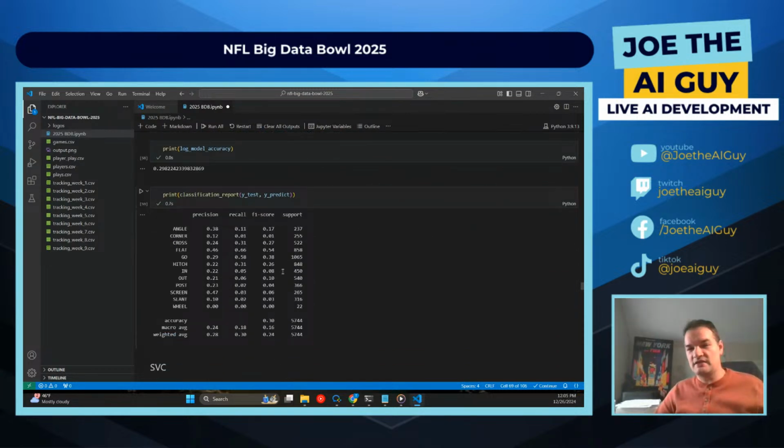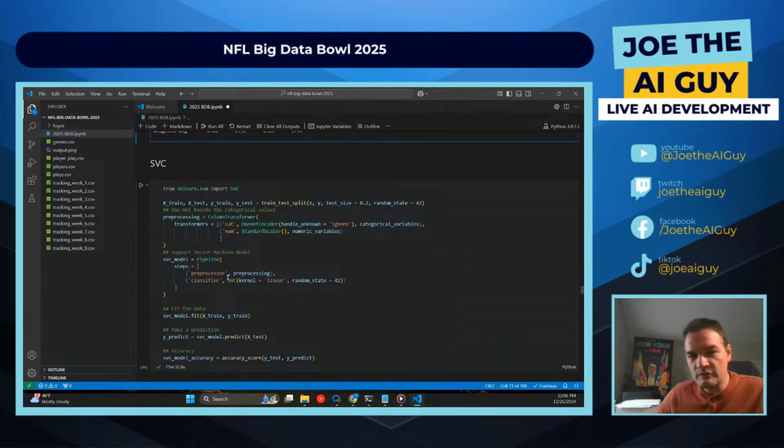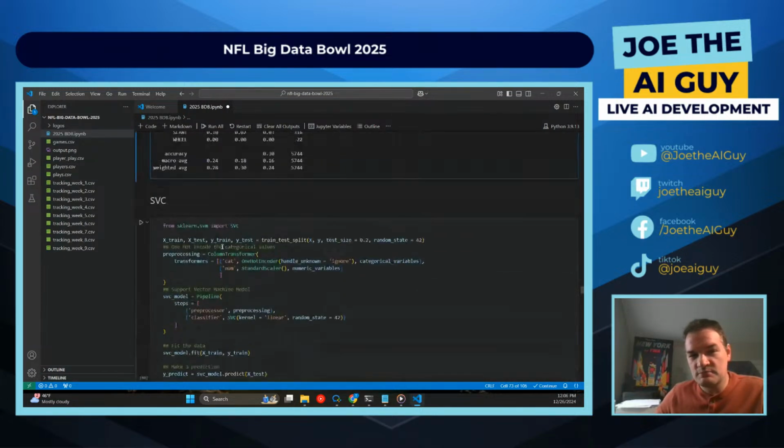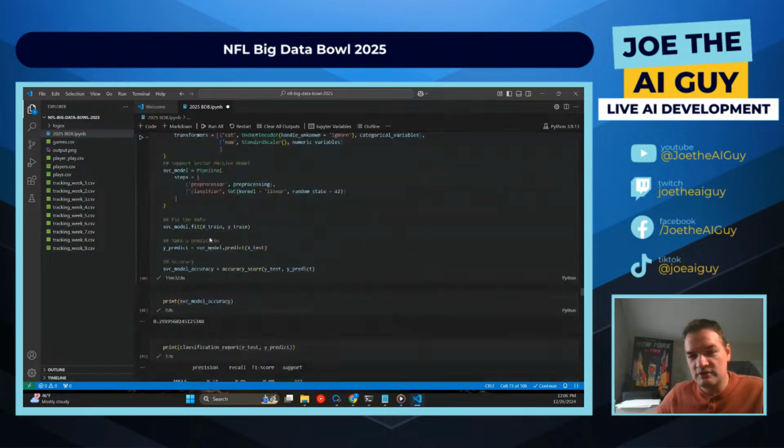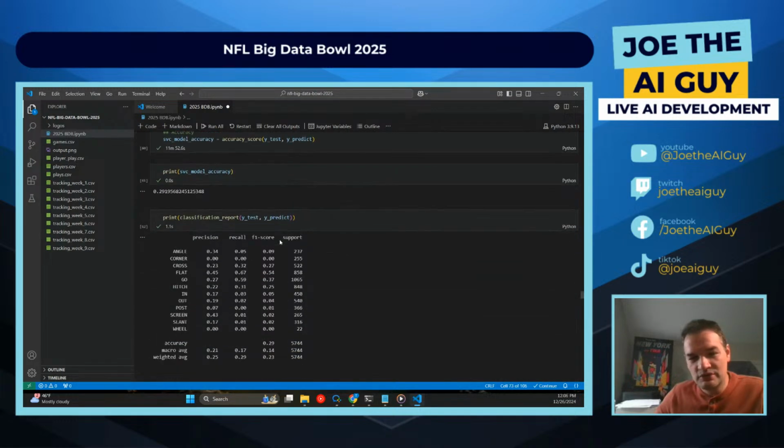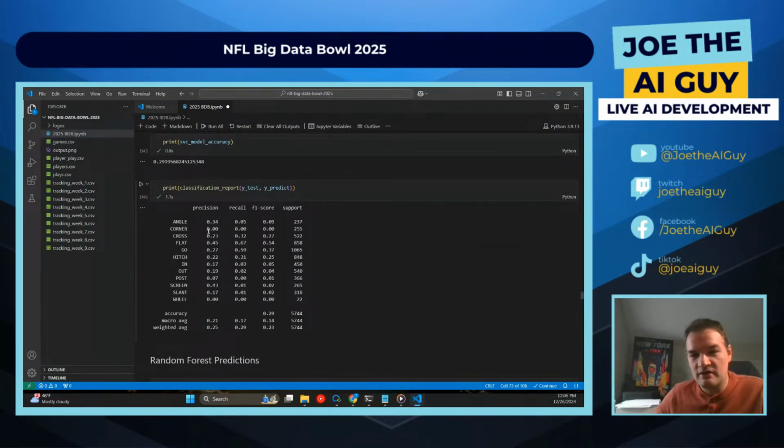But then if you look here at the classification report, you kind of see what's happening here. There's so much variance in a given class in the data set that it doesn't have enough information to correctly make the predictions that it's trying to make. A similar thing here for the support vector classifier, very similar. This is 29%. Similar situations happening here.